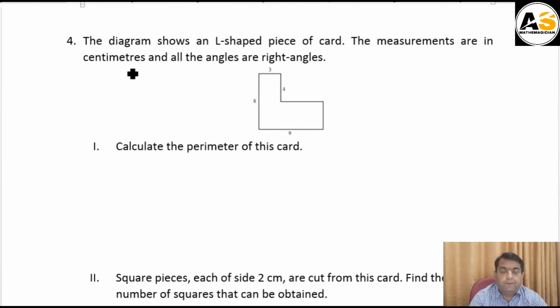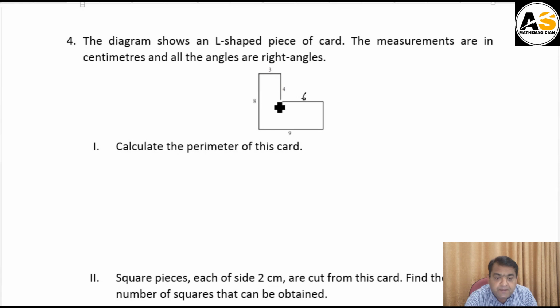Question number 4. The diagram shows an L-shaped piece of card. This length is 3, this is 4, this is 8, this whole length is 9. The measurements are in centimeter and all angles are right angles. We have to calculate the perimeter of this card. For perimeter, what is this length? 9. What is this length? 3. So this length will be 6.